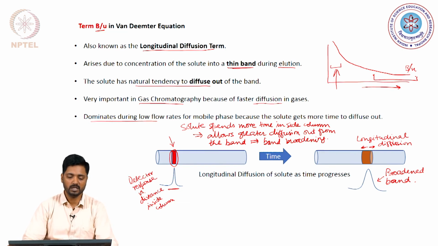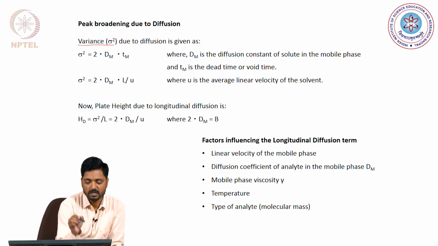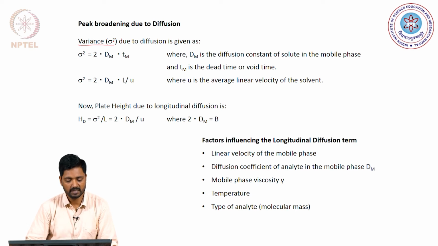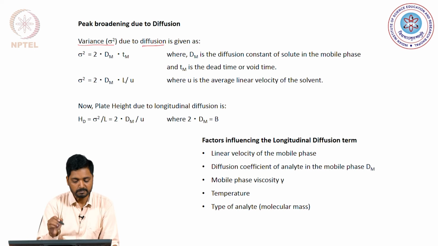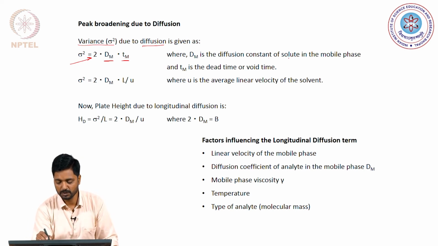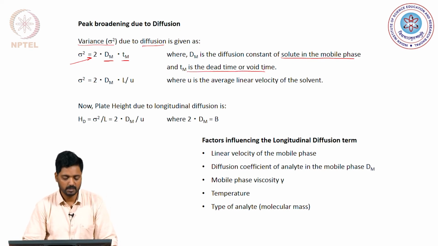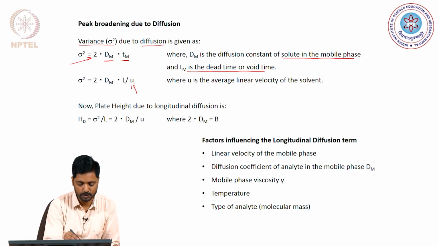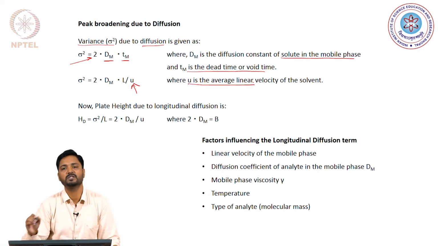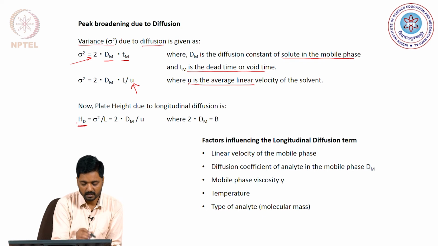Let us look at the peak broadening that happens due to this diffusion term. The peak broadening has been explained by us by employing the variance of the peak, and this variance due to diffusion is given by this equation here, where we have two terms, Dm and Tm. Now, Dm is the diffusion constant of the solute in the mobile phase, and Tm of course is the dead time or the void time. Now, Tm can as well be written as L by U, where U is the average linear velocity of the solvent.